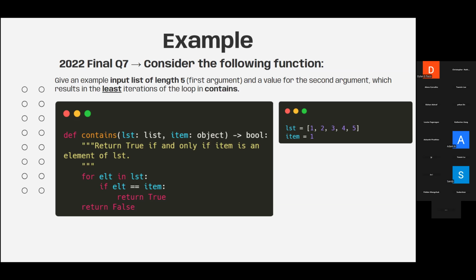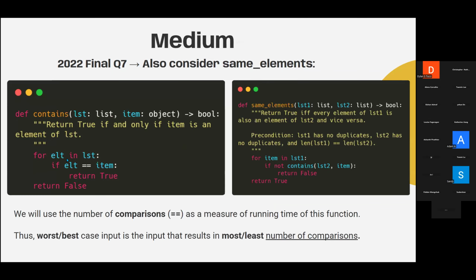So for least iterations, you basically want your second argument to be the first element of the list, right? Because when you run through this loop, you're going to run it once, because when you compare the first element of the list with the second argument, they're equal. So you're just going to return true. We only did one iteration of the loop. So that's awesome.